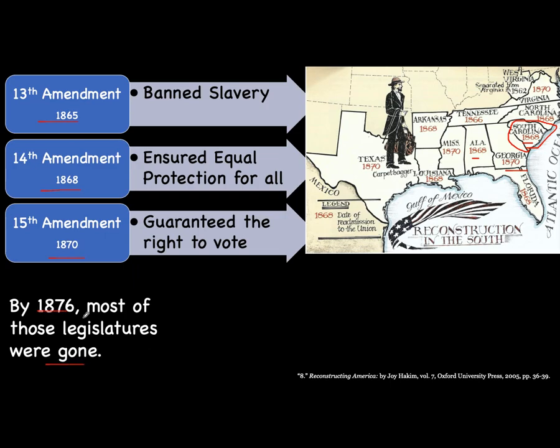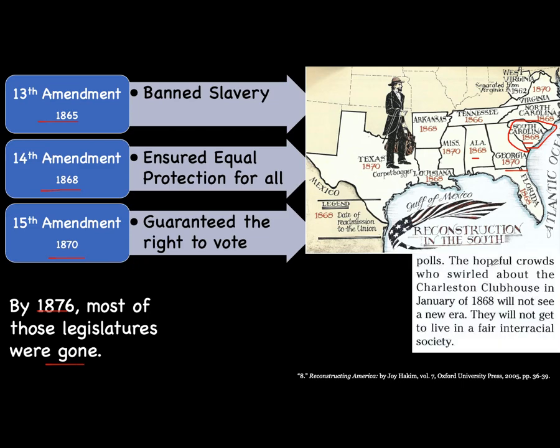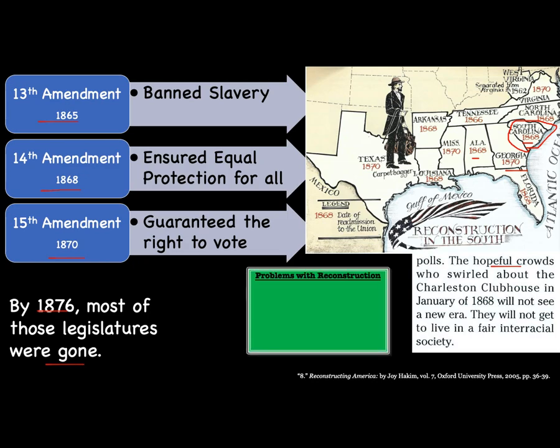Not even gone, they were illegal. Why? When we read an excerpt from our text, it says that those hopeful crowds that swirled around the Charleston Clubhouse of January of 1868 when that incredible legislature was meeting will not see a new era, and they will not live in a fair interracial society. Well, why? Well, there were problems with Reconstruction.